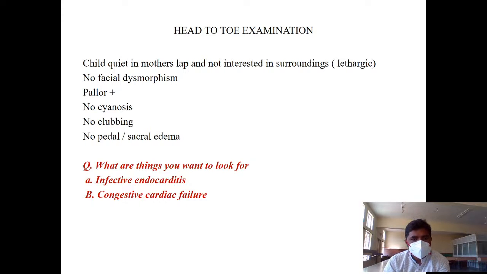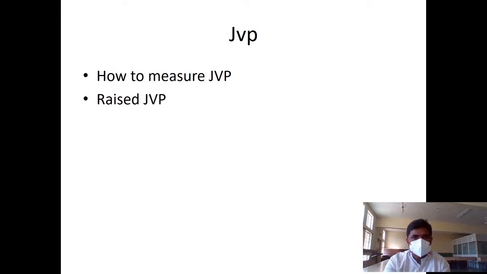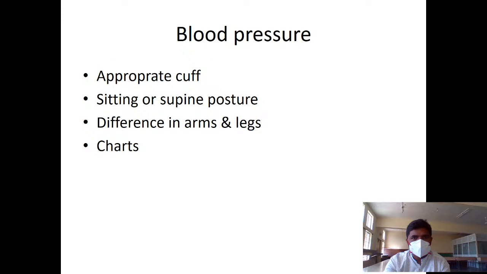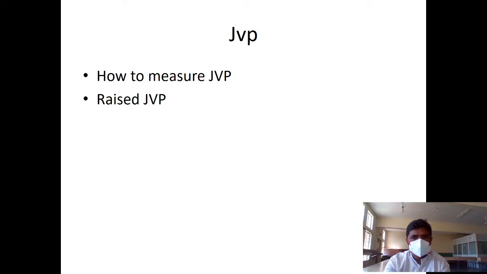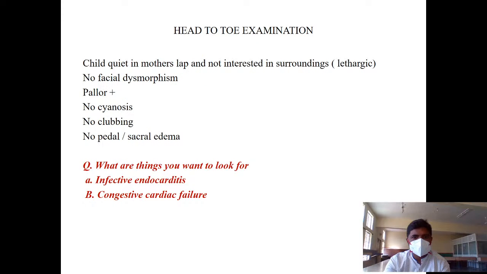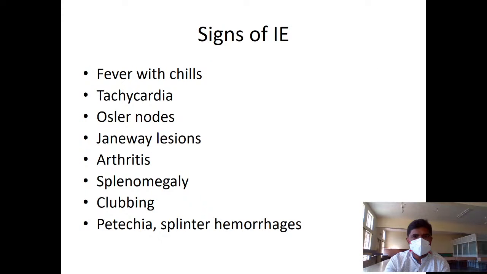So what are the things you want to look for then? You have taken anthropometry, you have looked at vitals, and you have done a head to toe examination, and then you need to look for signs of infective endocarditis and signs of congestive heart failure. So what are the signs of infective endocarditis?